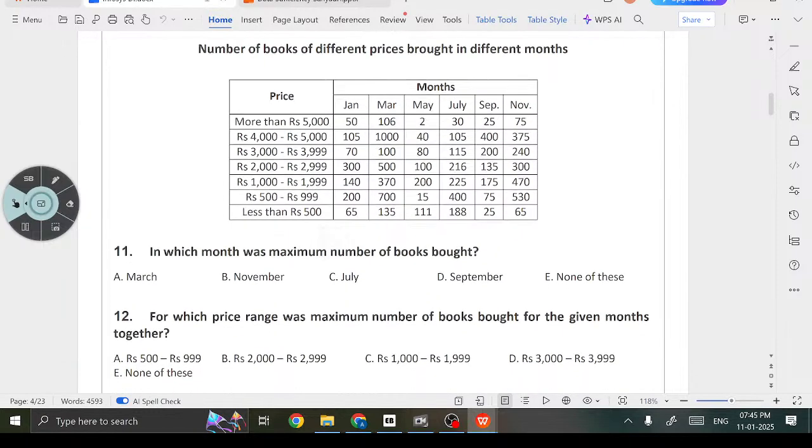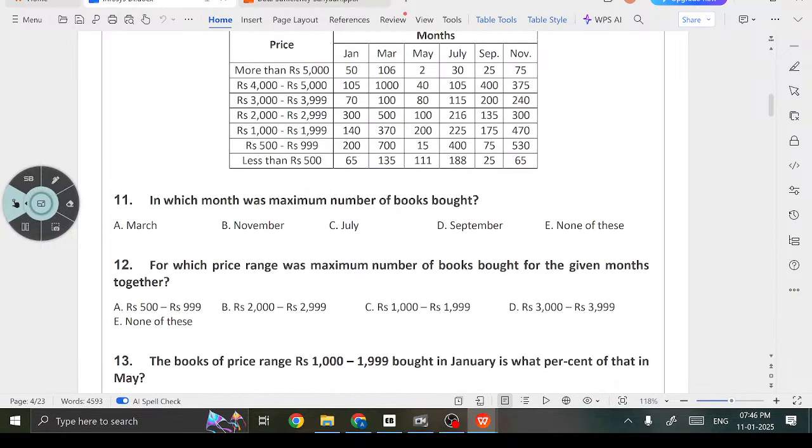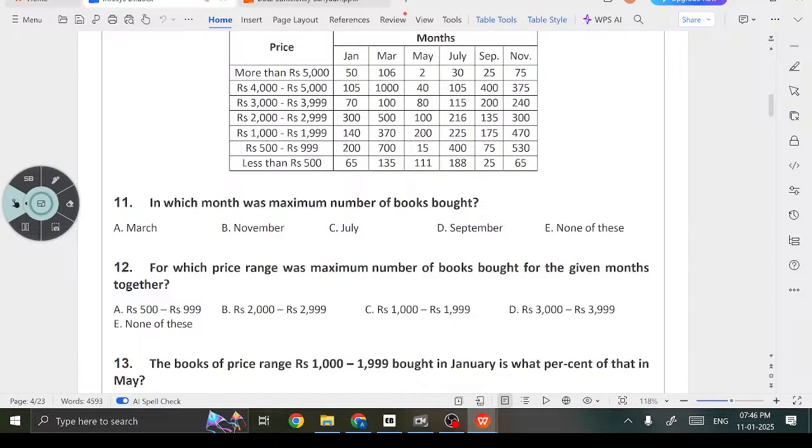Okay, next one. At least one more set we will complete. Let's see what they are saying here. Here they are saying number of books of different prices bought in different months. More than 5,000 rupees, number of books bought in January is 50, in March 106. Then 4,000 to 5,000 rupees worth of books bought in January, these many. So that is the data given of the number of books in different months for different price ranges. Just try to solve the first question.